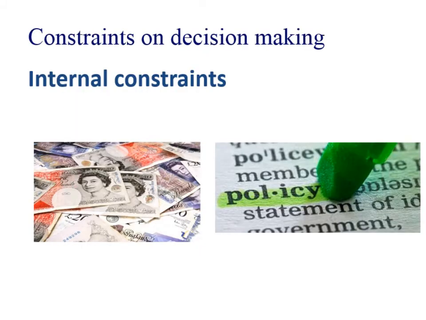There are constraints on decisions. We can't just do everything that we want in the world. So first one, money. Money's going to be a big constraint. You can't bring out lots of new products at the same time because you're probably not going to be able to afford the research and development that would be required for them. And company policy as well can restrict the type of decisions that you're allowed to make.